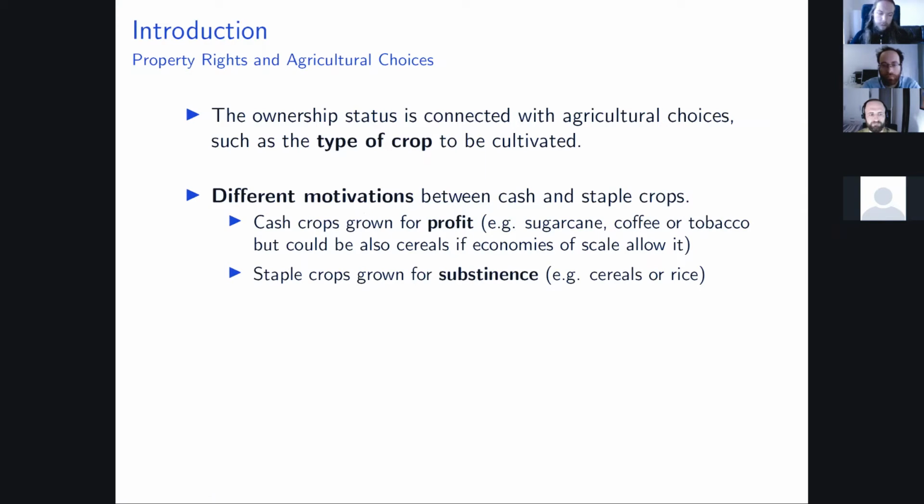of production. So there are different motivations between cash and staple crops, and by cash crops I mean the crops that are grown for profit. So for instance, you can think of sugarcane, coffee, tobacco, but it can also be cereals. So for instance, wheat, if you have large economies of scale that allow it. On the other hand, you have staple crops, which are grown for subsistence. So for instance, barley, maize, or rice.